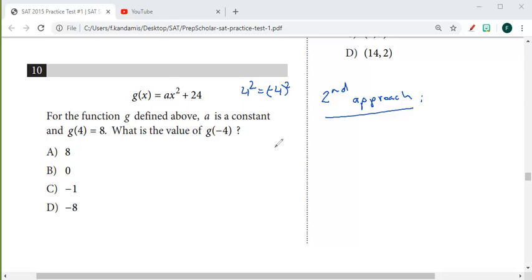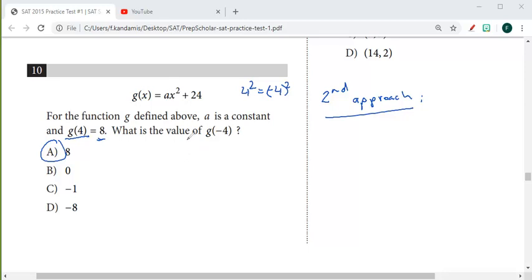So therefore, g of 4, if you substitute 4 here, you get 8, and if you substitute minus 4 here in the same equation, because of the squaring, you should get the same number. So the answer is automatically 8. This is the second and fast approach. You don't need to find even the value of a.